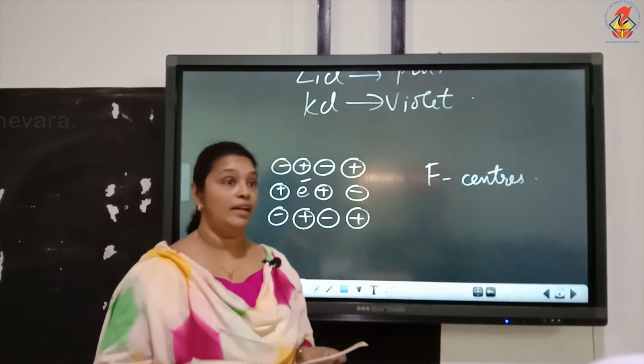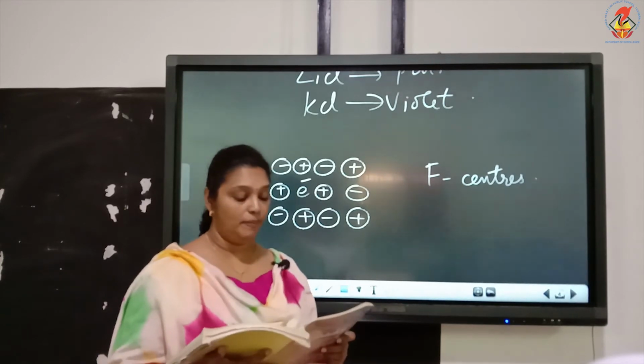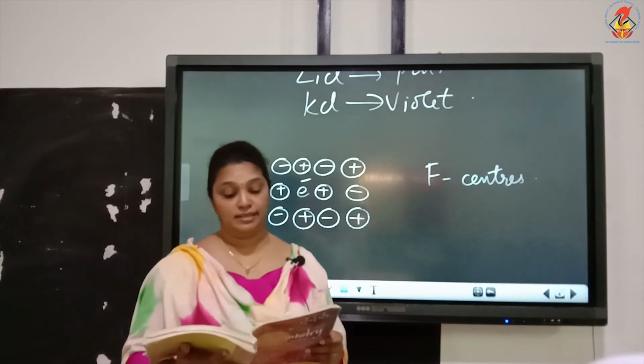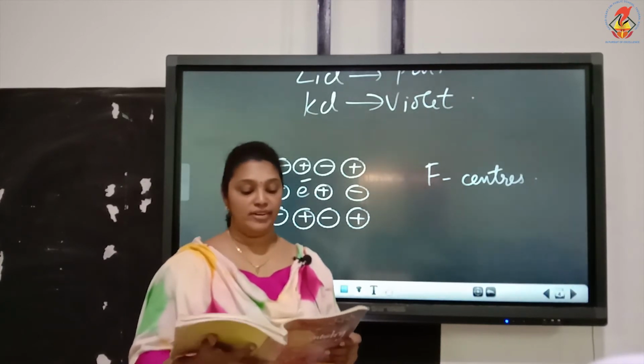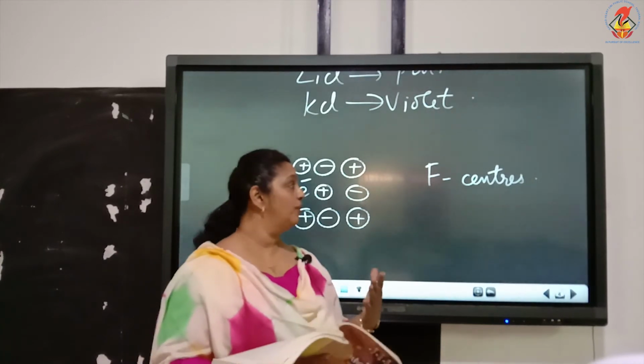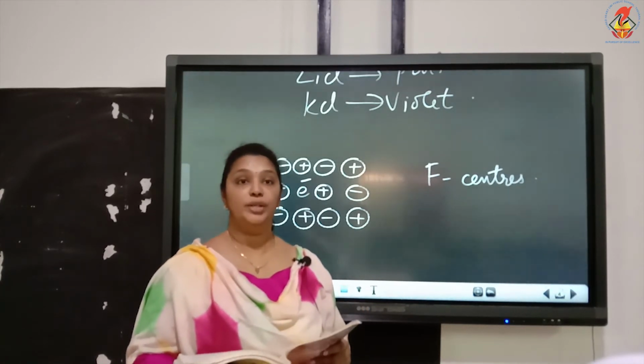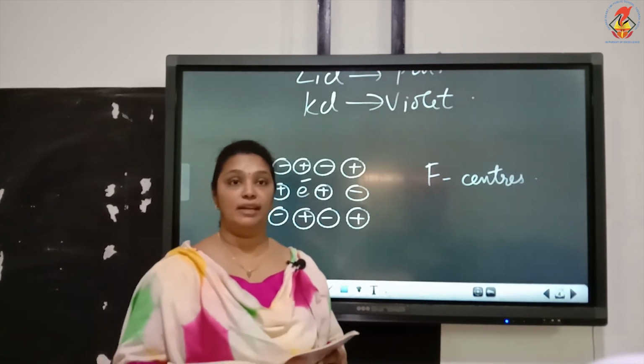Now, what are F centers? They are the anionic sites occupied by the unpaired electrons. They are called F centers, and these F centers are responsible for the color. Now, how are they responsible for the color? When you heat the sodium chloride crystal, now what happens?